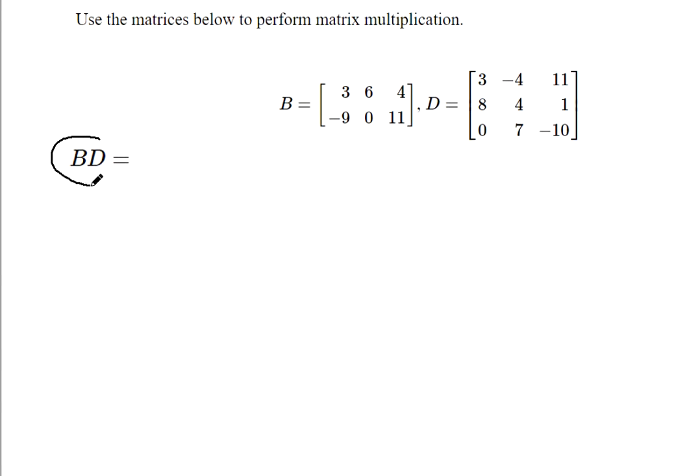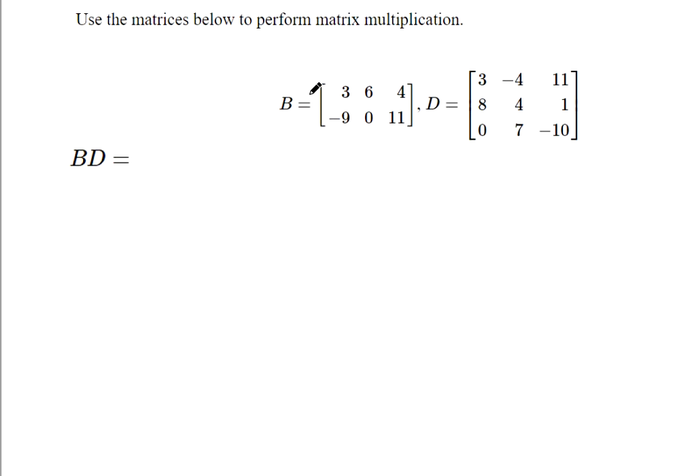So the order you multiply matrices does matter. It's not like multiplying two plain old numbers, right? 2 times 1 is the same thing as 1 times 2. But B times D isn't the same thing as D times B, because the inner dimensions matter. You can only multiply matrices together if their inner dimensions are the same.